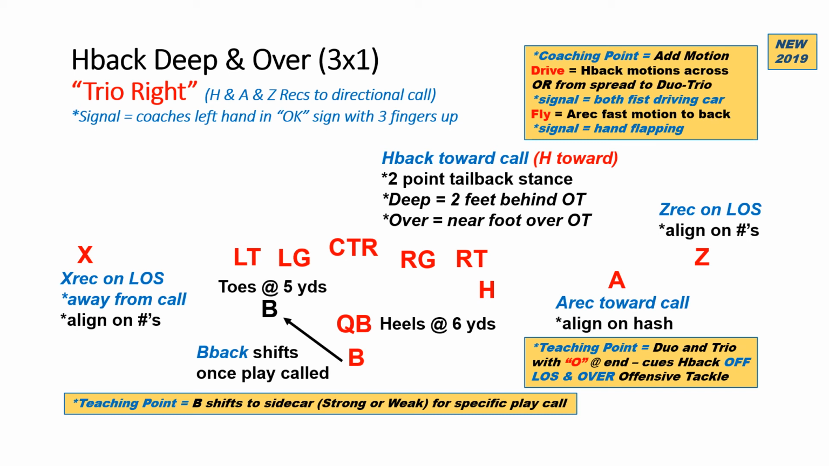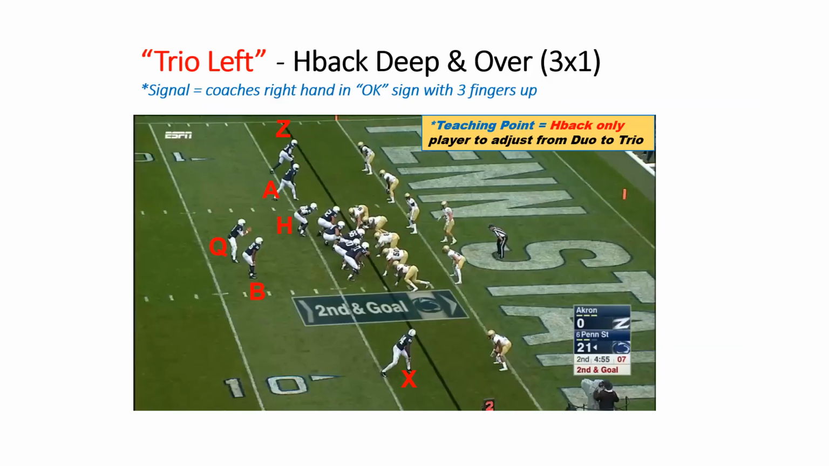So a trio right, again, Z and X on the numbers with the Z and the A toward the call, the X away. The H is the only one that's going to shift over. Again, since trio ends with an O, the H is going to be off and over. And again, the back would start in the pistol and shift to the sidecar. So here's a look of a trio left by Penn State with the back sidecar to the right.